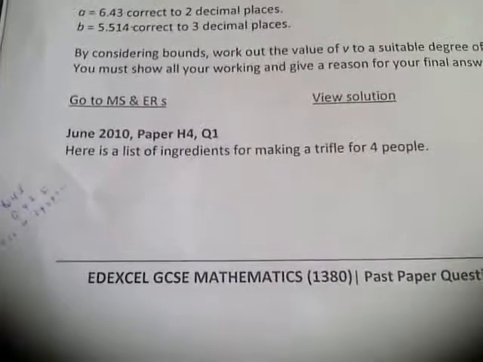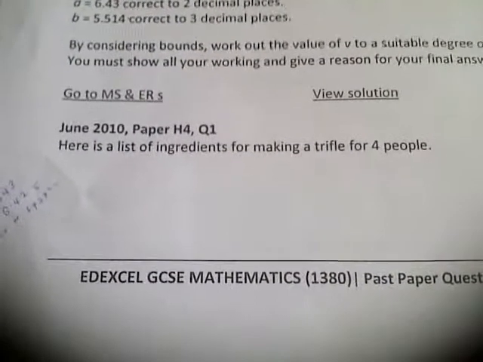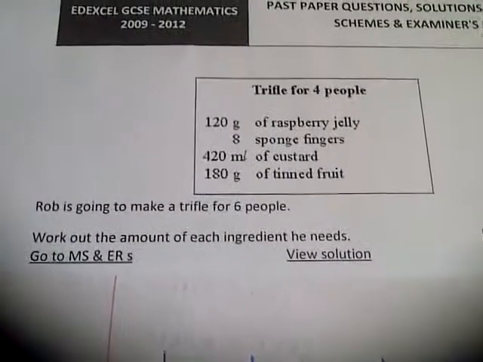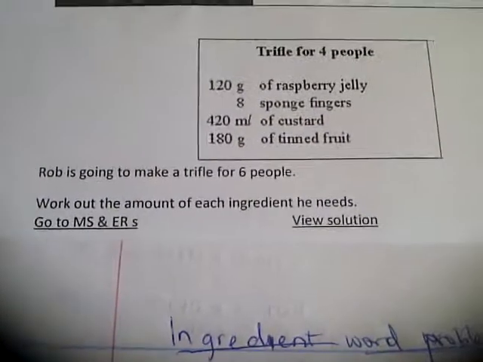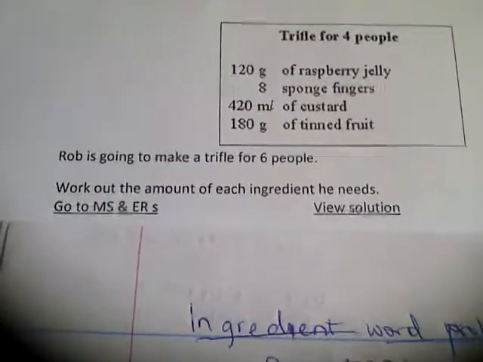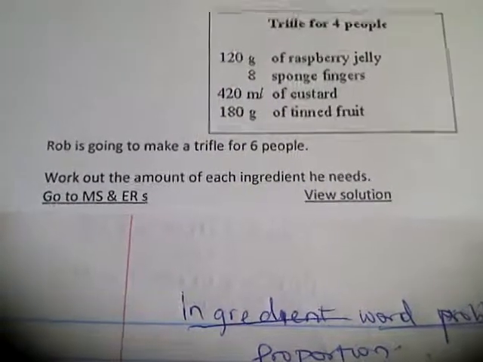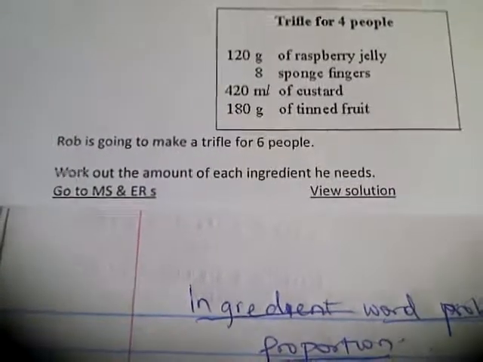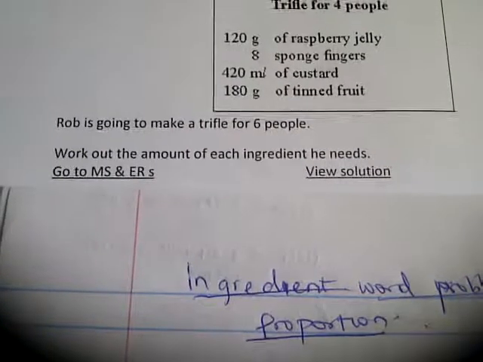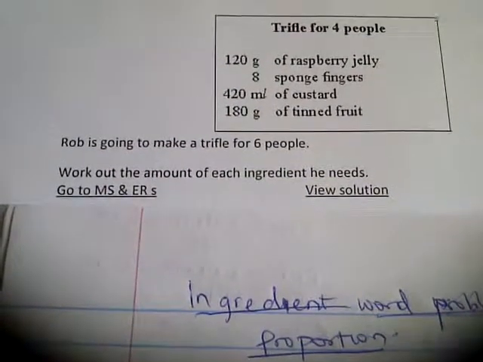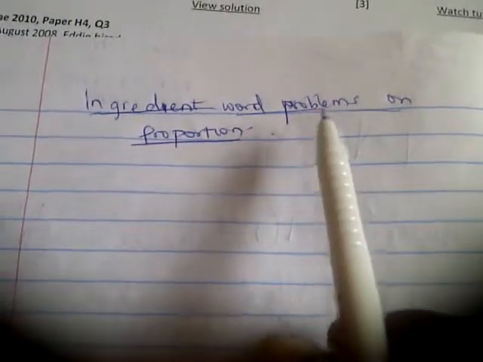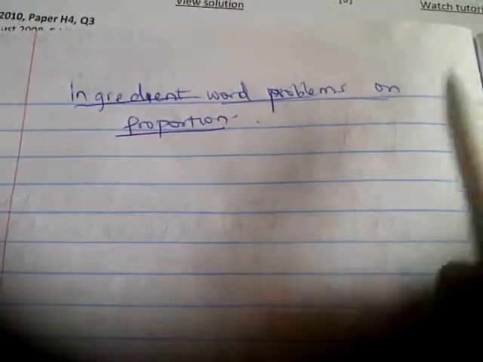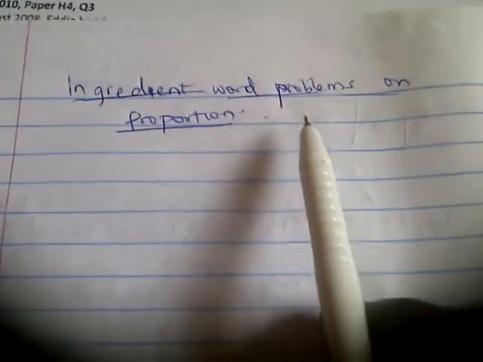Now this one says, here is a list of ingredients for making a trifle for 4 people. Trifle for 4 people: 120 grams of raspberry jelly, 8 sponge fingers, 420 milliliters of custard, 180 grams of tin fruit. Rob is going to make a trifle for 6 people. Work out the amount of each ingredient he needs. Now, this is going to take us to a proportion question that I tagged ingredient word problems on proportion.